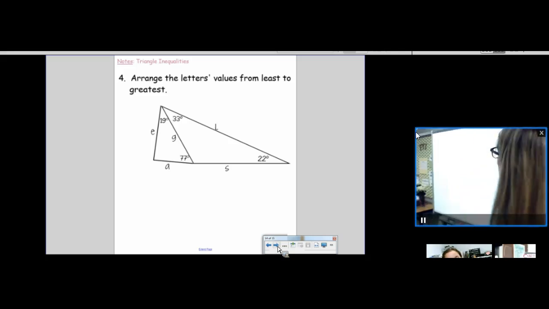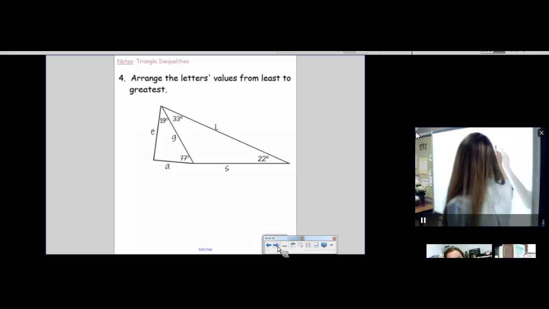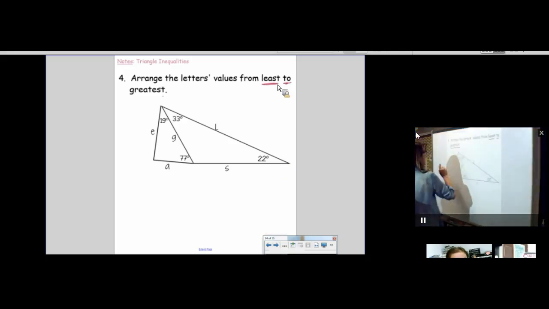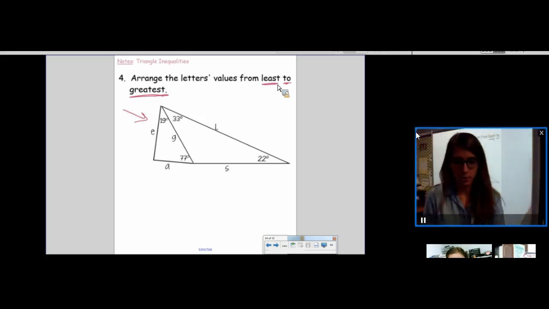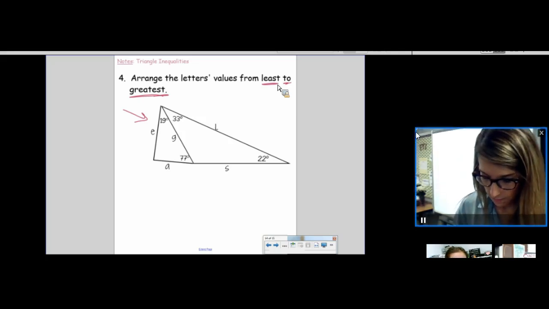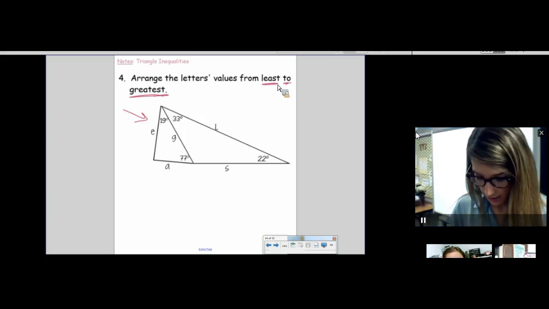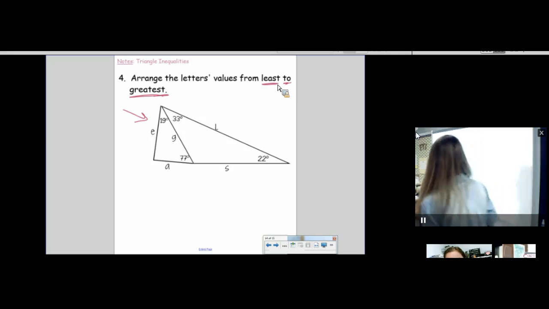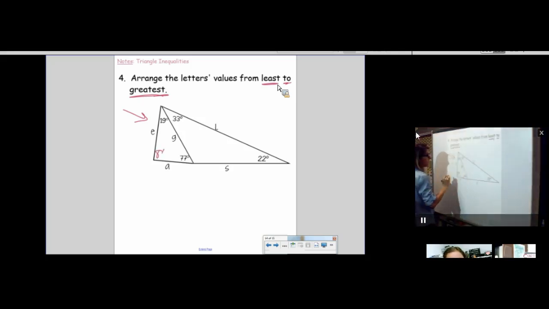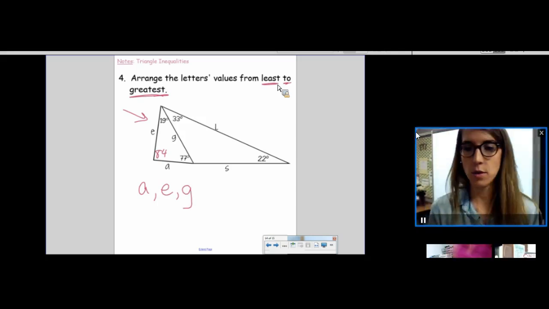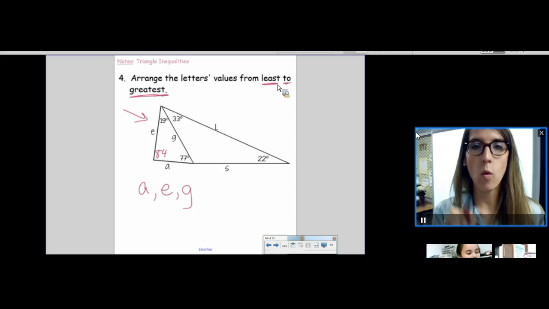Let's just talk about it. Let's look at the smallest triangle first because we're going from least to greatest. So we're going to start with this triangle right here. All right, if we find the missing angle, what is it? 180 minus 77 minus 19, and we get 84. So the smallest side is A, the next largest is E, and then G. So I just ordered those from smallest to largest in that one triangle.